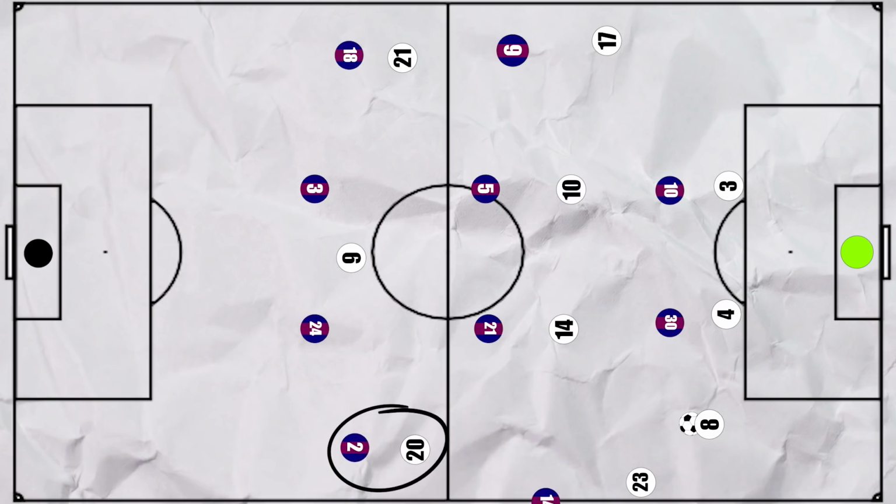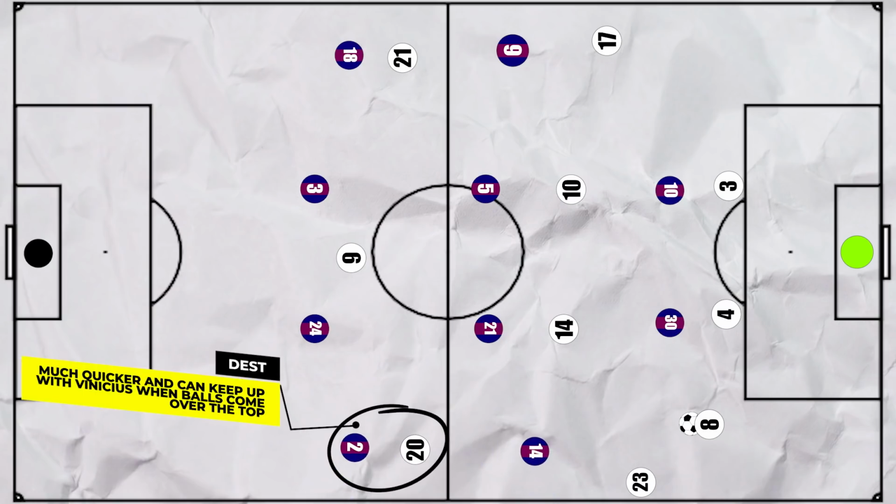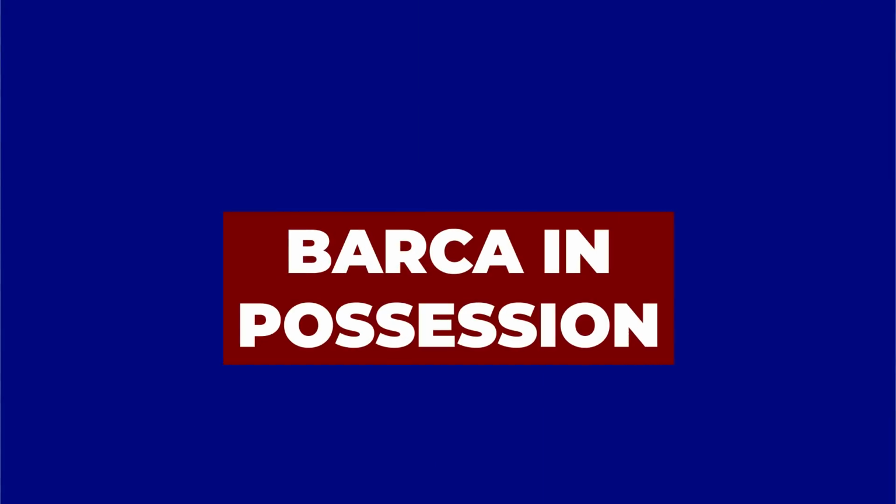In the second half, Koeman adapted, shifting to a dedicated 4 with the quicker Dest at right back to deal with Vinicius' pace more efficiently. But let's look at Barcelona in possession.